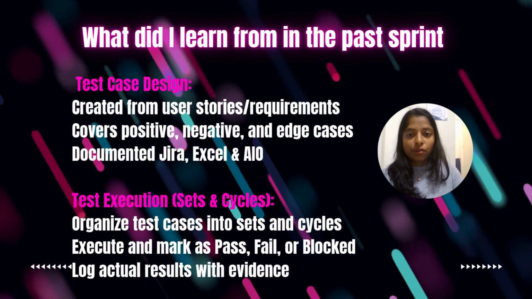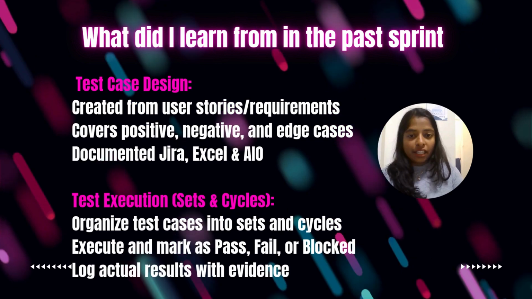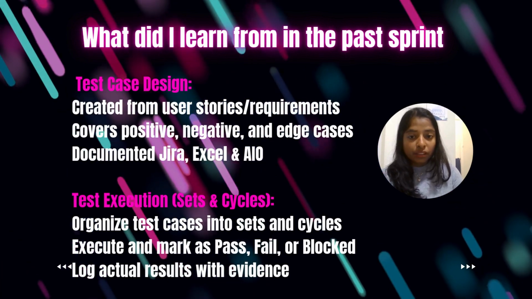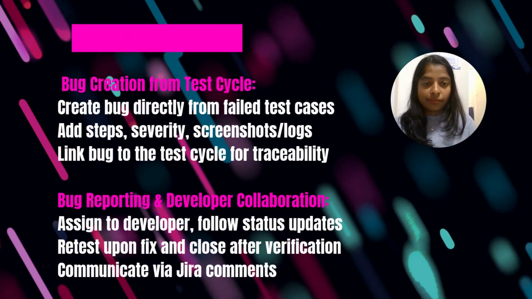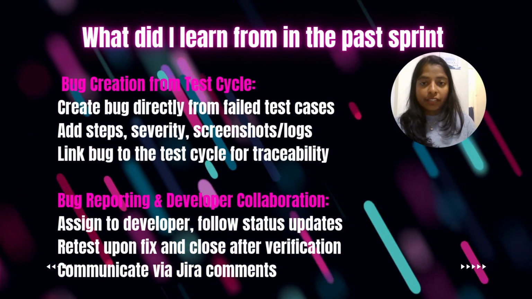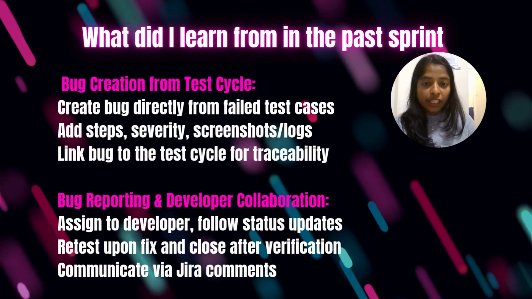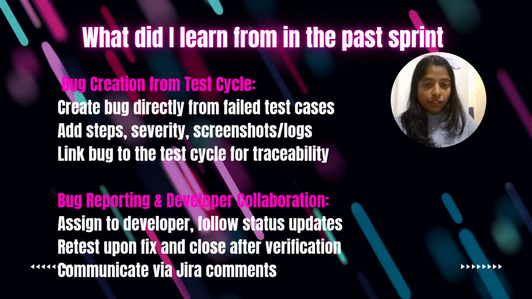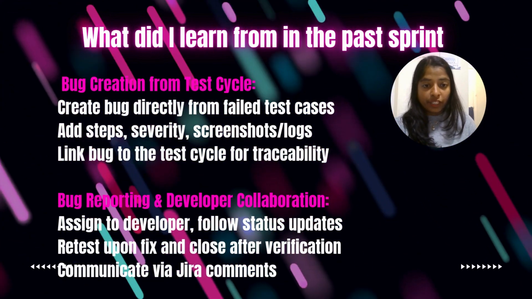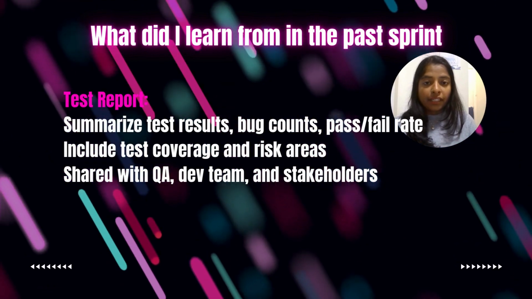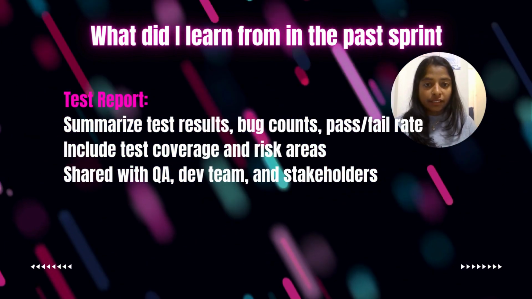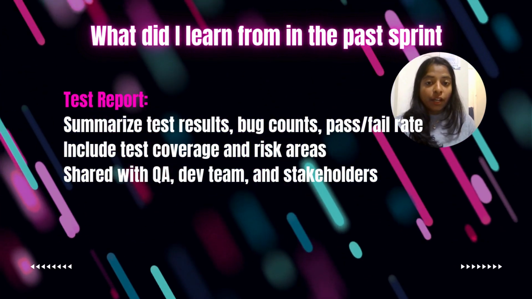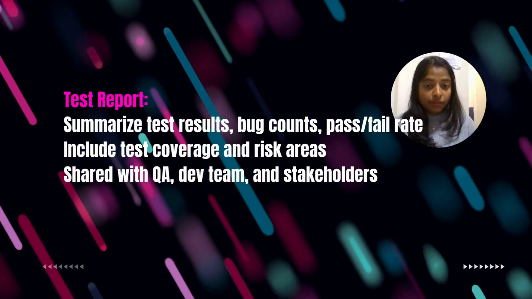In Sprint 3, I studied how to create test case design, test executions, how to execute tests and cycles, and mark the pass, fail, or block actual results with evidence. Moreover, I studied how to create bugs from test cycles, bug reporting, developer collaboration, assigning to developers, following status updates, reset upon fix, close after verification, and communication through Jira. Finally, I learned about test reporting: summarizing test results, bug counts, and pass or fail, including test coverage and risk areas, and I shared it with QA, developers, and stakeholders.